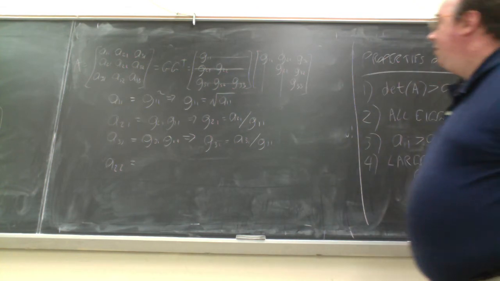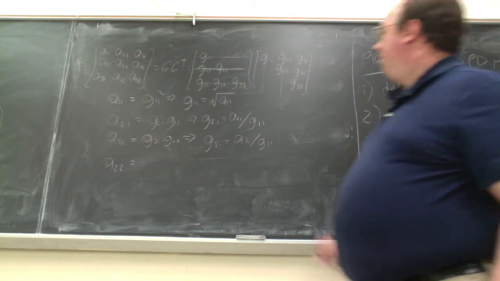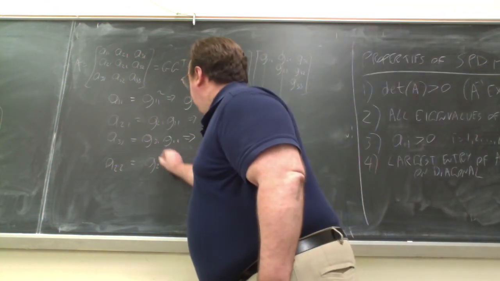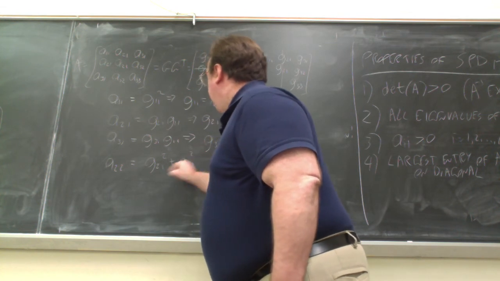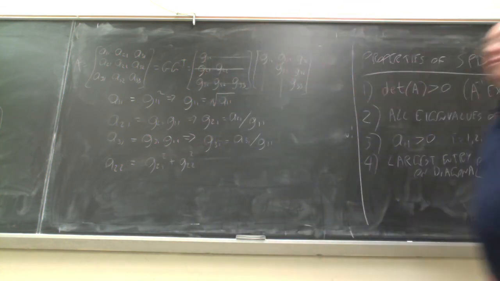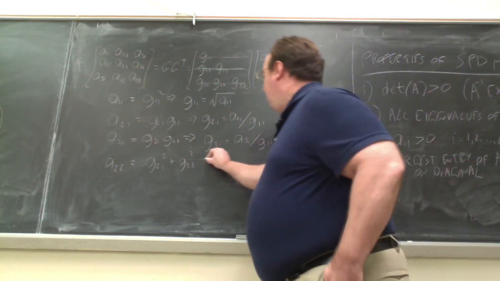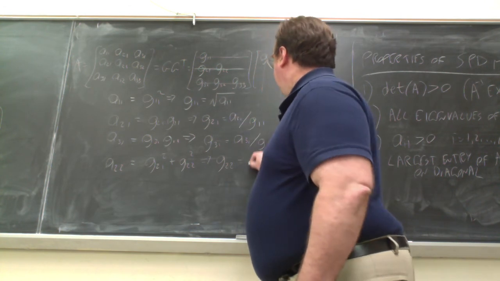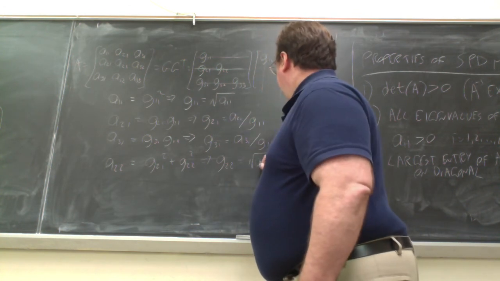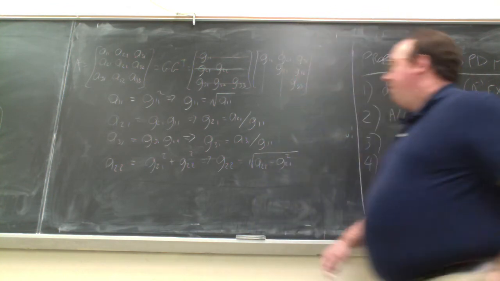That should be, second row, second column: G21 squared plus G22 squared. So the diagonal entries of A will always be equal to a sum of squares of entries of G. Now we know what G21 is, so we can solve for G22. That will again involve a square root. That'll be A22, but we have to subtract off G21 squared first.